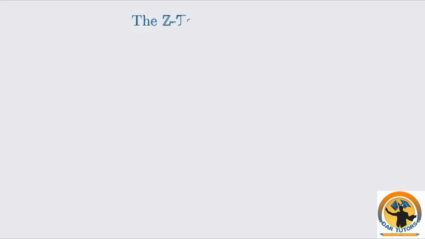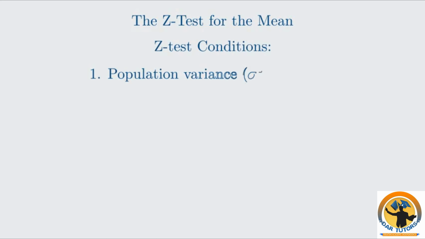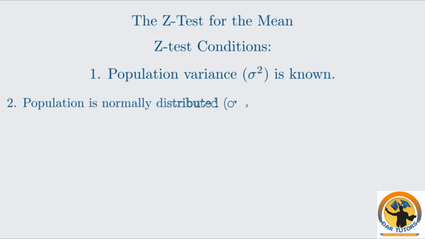Now let's apply these ideas to the z-test for the mean of a population. The z-test is specifically designed to test hypotheses about a population mean, mu, under certain conditions. First, we must know the population variance, sigma squared. And second, the population itself must be normally distributed. If the population isn't normal, but our sample size is large enough, say greater than 30, we can use the central limit theorem to proceed as if the sample means are normally distributed.